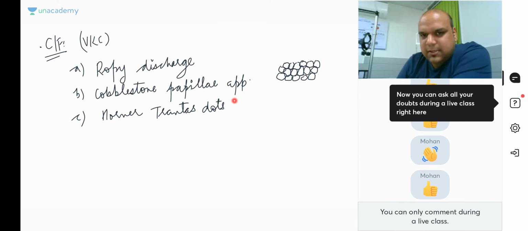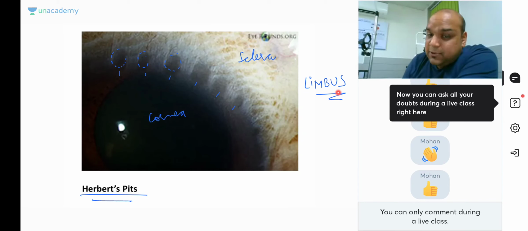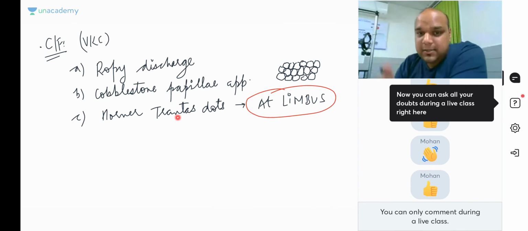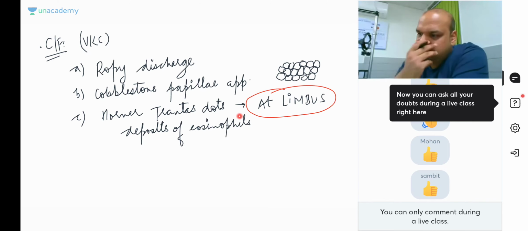Then at the limbus, you see something called Horner Trantas dots. This is at limbus. Why am I specifying the site again and again? If you remember, at limbus in trachoma also we had seen something. In trachoma at limbus we had seen Herbert pits. There were depressions, or pits. But now in VKC, or vernal keratoconjunctivitis, I am saying there are Horner Trantas dots. What are Horner Trantas dots, everybody? Horner Trantas dots are deposits of eosinophils. Eosinophils, I hope you understand, are manifested in type 1 hypersensitivity.